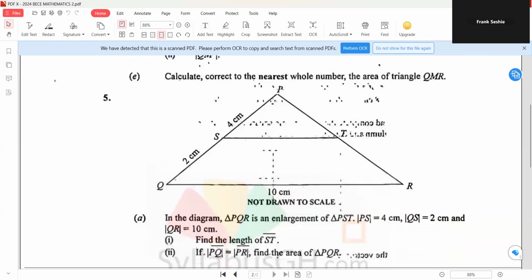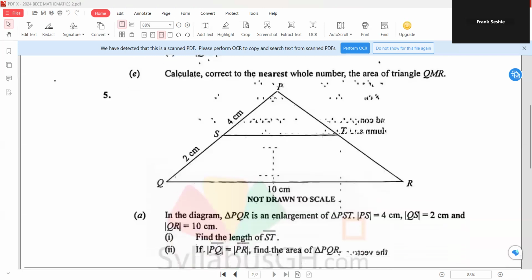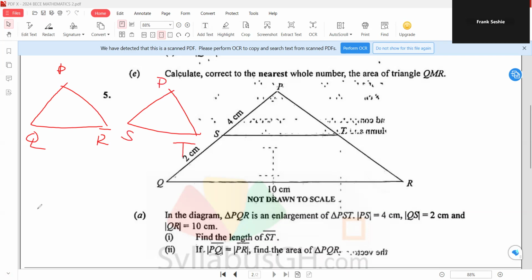So if I'm redrawing this triangle, PQR, which is the image, so PQR is our image, and then PST is our object. PQ is 4 and then 2, that's 6 cm. And then PS is 4 cm. QR is 10 cm. We don't know ST.